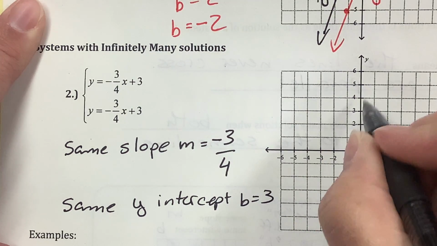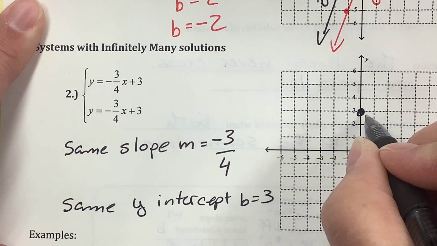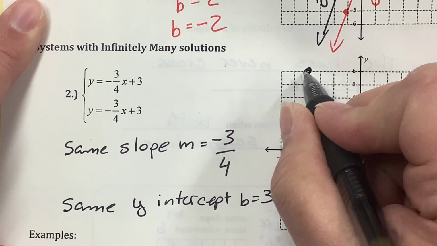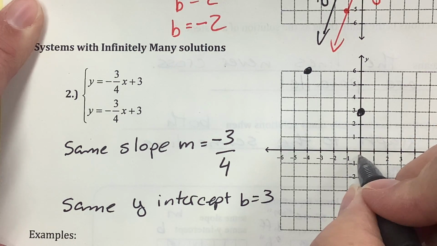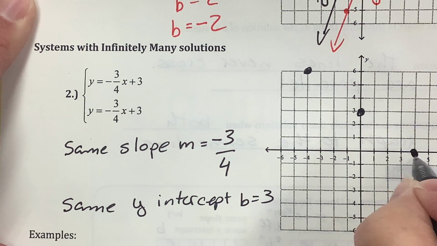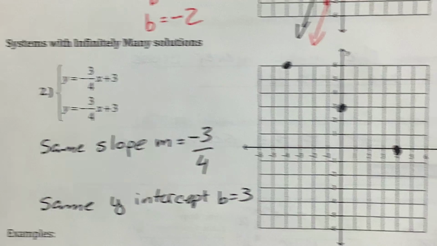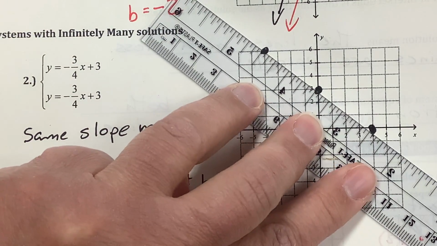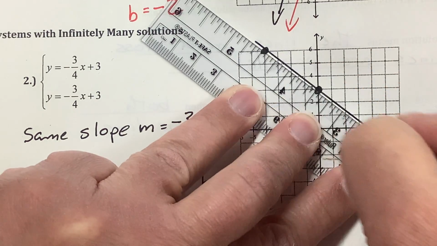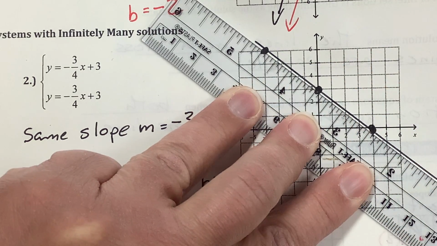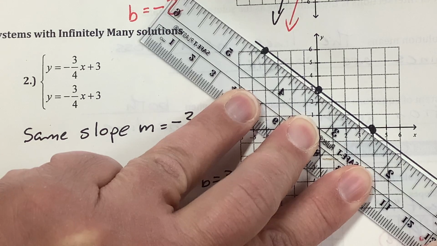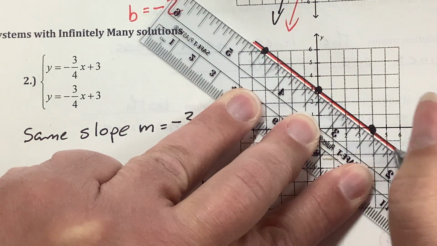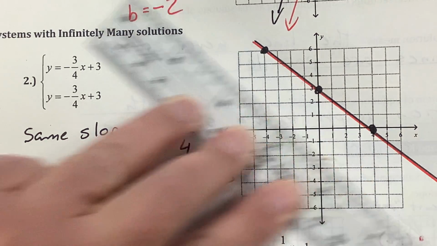So I'm going to start at B equals 3, and then I'm going to rise 3 and go left 4 to get my next point. Or I could drop 3 and go right 4. And look, there's my line. And it has same slope, same y-intercept. That means that I can actually just go slightly down, and I'm going to put this other line so that it's just exactly the same.